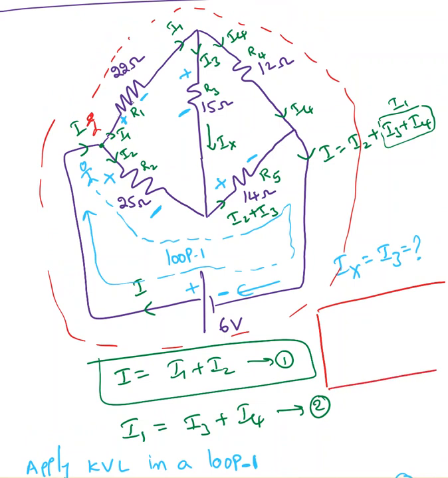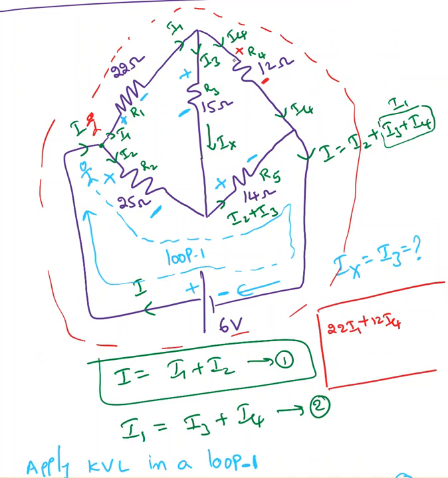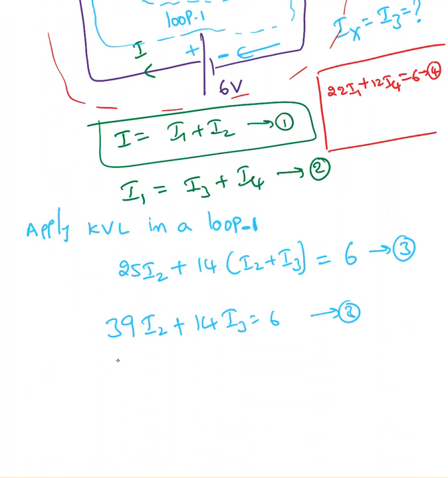Is this a voltage drop or gain? That's a voltage drop, 22 I1. Here current is entering, so I forgot to put the plus or minus, so that's a voltage drop, plus 12 I4, equal to, so from there I'm going to come back here, equal to 6. This is my fourth equation. Let me copy it here. The fourth equation is 22 I1 plus 12 I4 equal to 6.